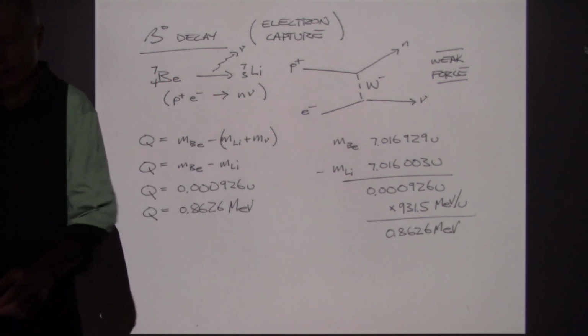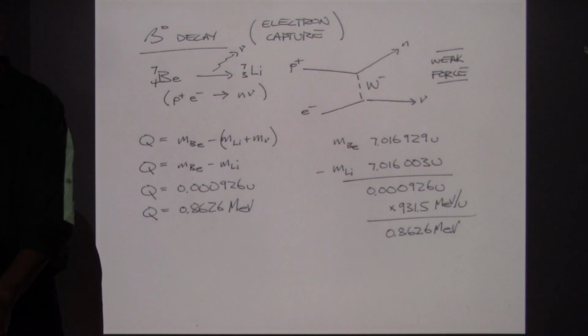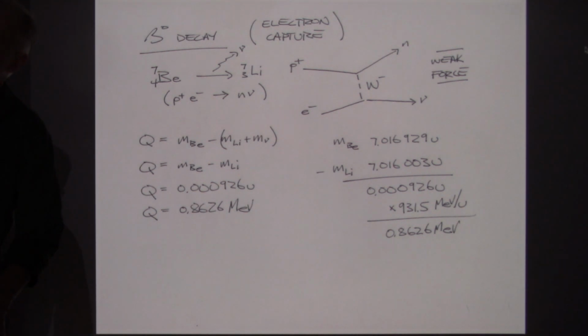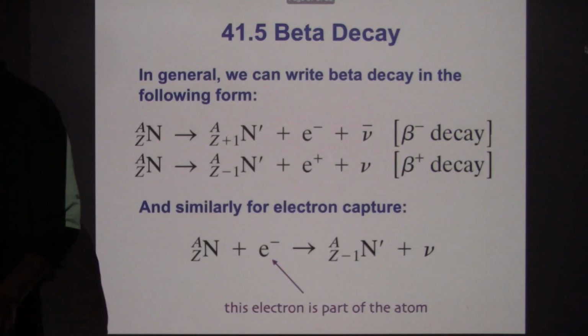So interesting, 3 types of beta decay. All of them involve neutrons turning into protons or protons turning into neutrons. All of them involve reactions with electrons and neutrinos.